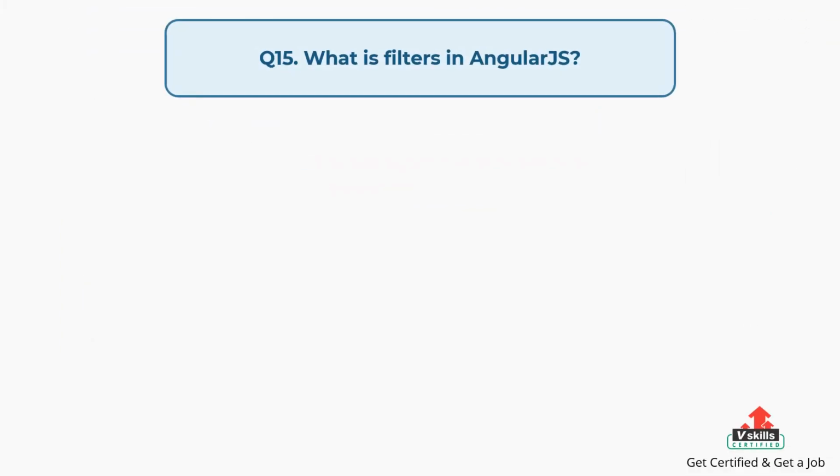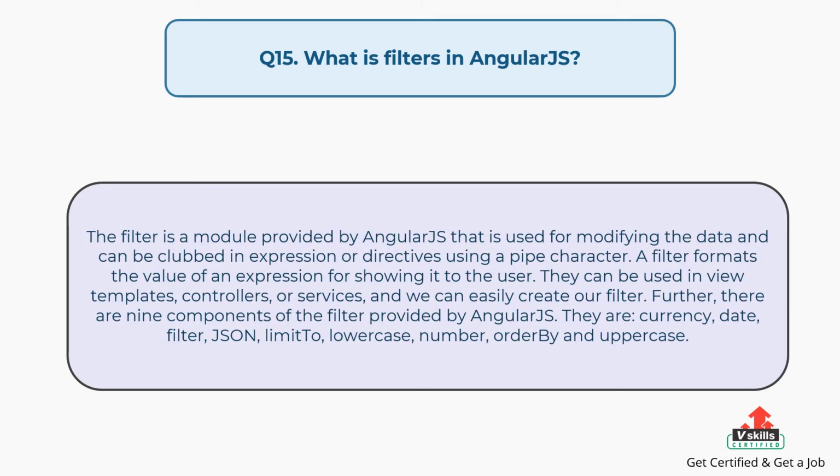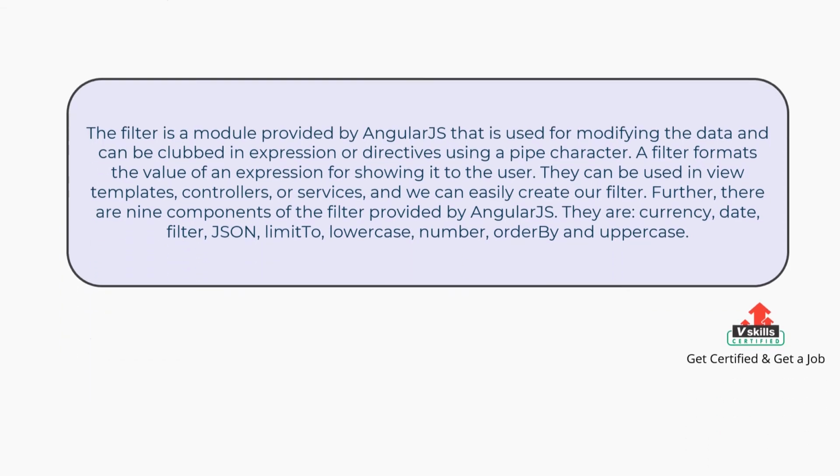Question number 15. What are filters in AngularJS? The answer is: a filter is a module provided by AngularJS that is used for modifying the data and can be clubbed in expressions or directives using a pipe character. A filter formats the value of an expression for showing it to the user. They can be used in view templates, controllers, or services, and we can easily create our own filter. Further, there are 9 components of the filter provided by AngularJS. They are: currency, date, filter, JSON, limitTo, lowercase, number, orderBy, and uppercase.